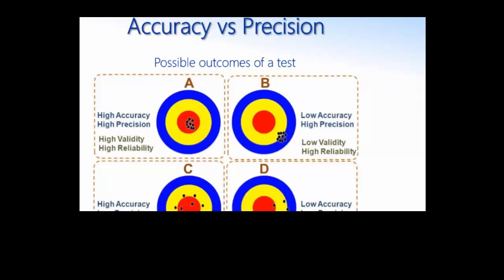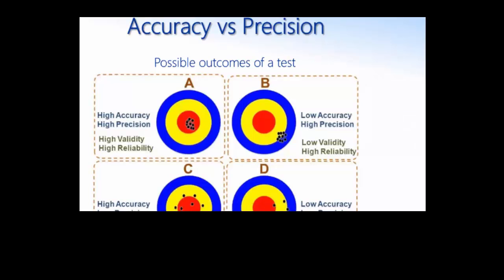In quadrant C, the values obtained by the diagnostic test are close to the true value, but the values in this set are separate or different from each other, which means that this assay is highly accurate, but we have low precision. And in the last example, example D, we could say that the test is neither accurate nor precise.